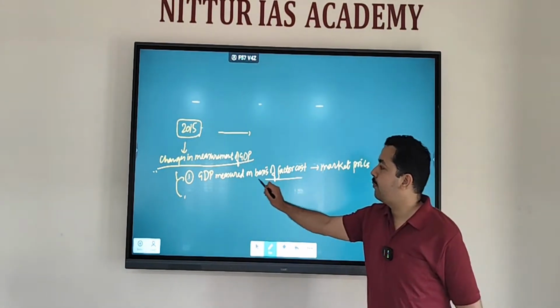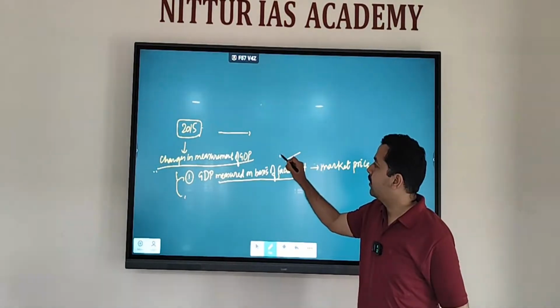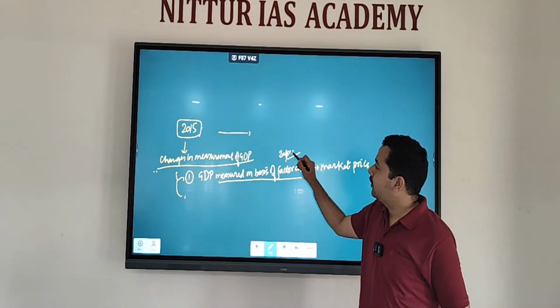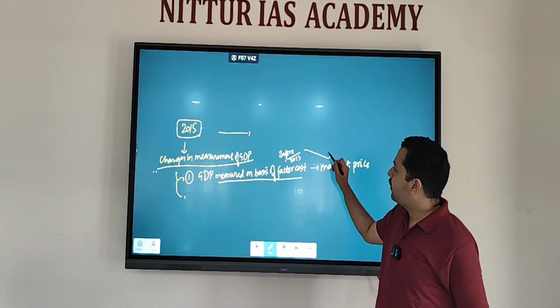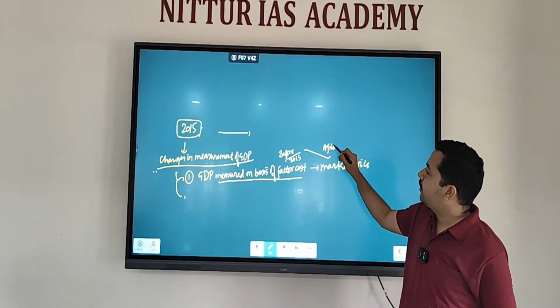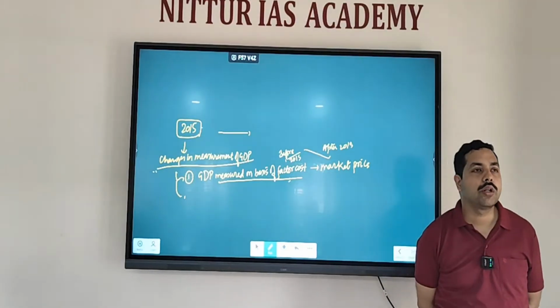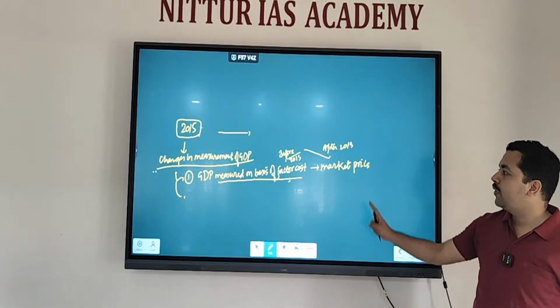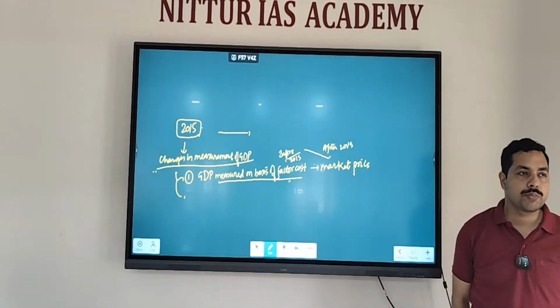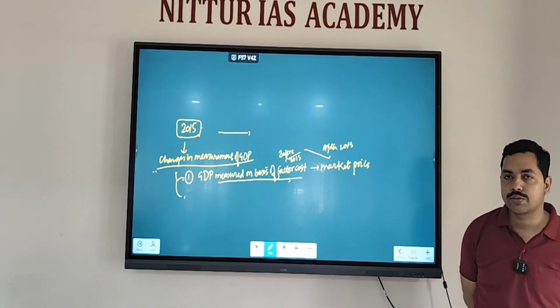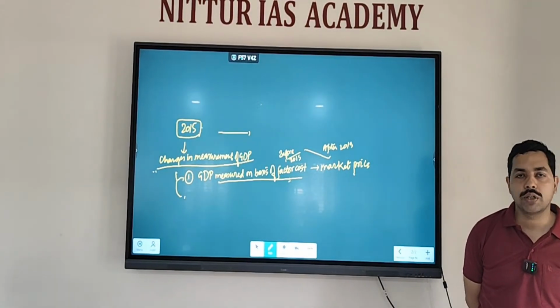So before 2015 we were measuring GDP on the factor cost, and after 2015 we have shifted to measuring GDP on the market price. Clear? So this you have to keep in mind.